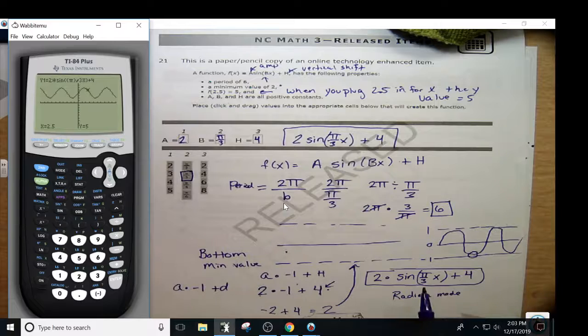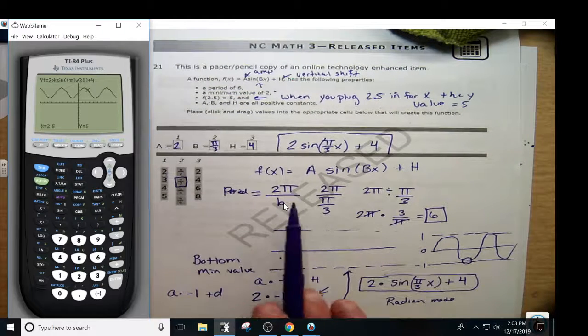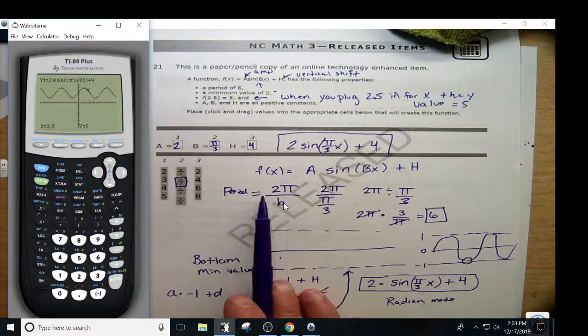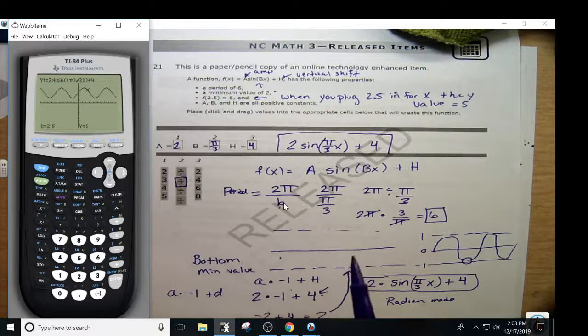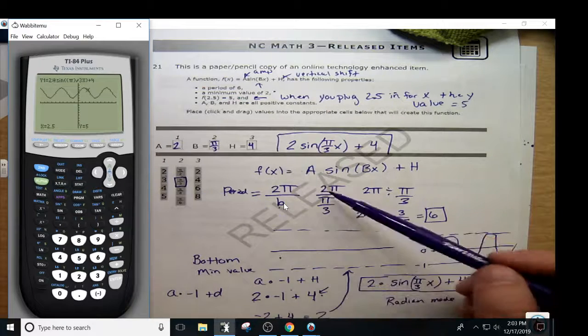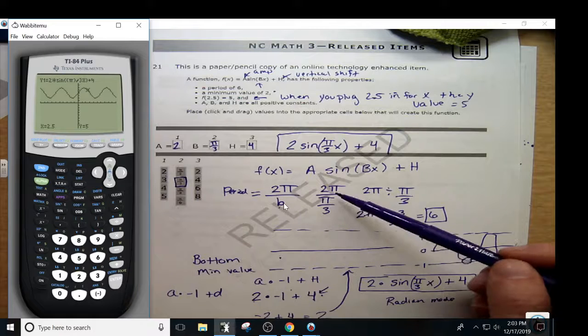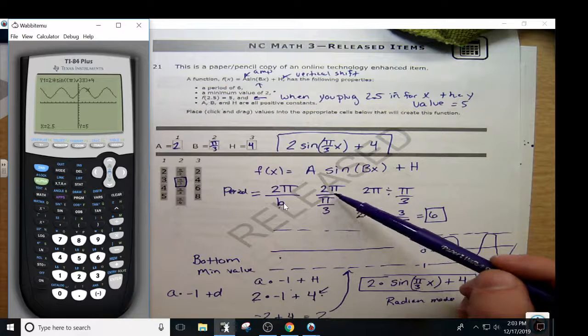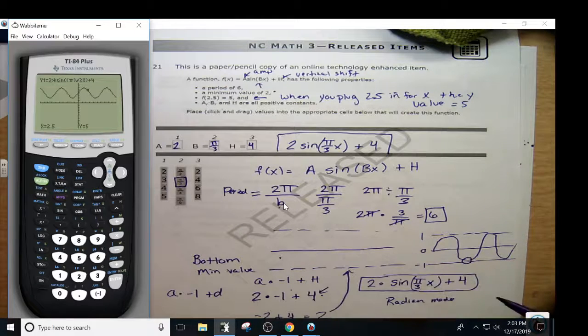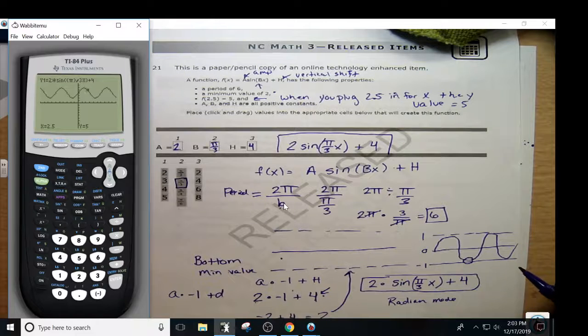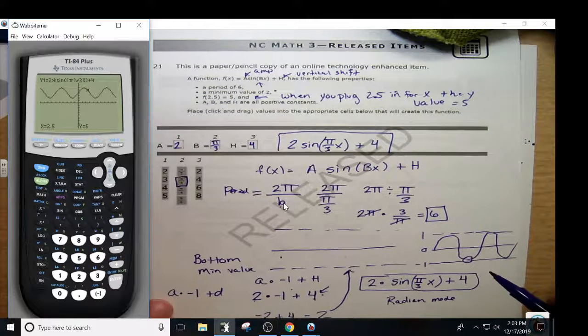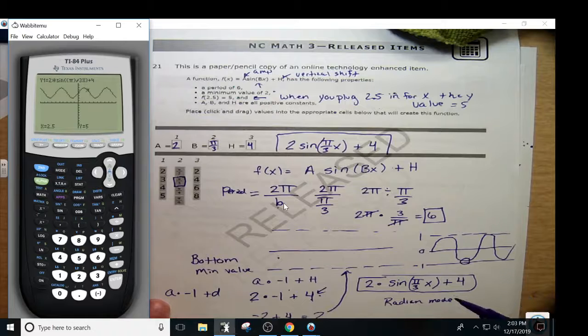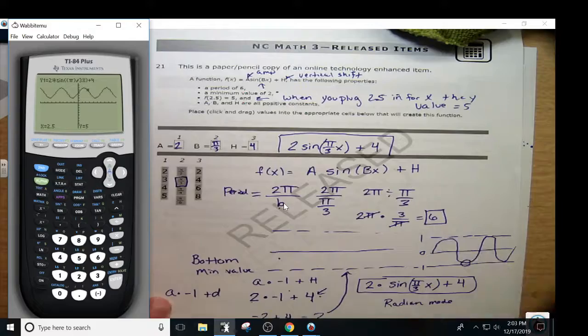And then, remember getting a period. That was pretty easy because to get the period is 2 pi divided by b. Well, I just thought if the b value is pi over 3, I know I'm going to have to flip and multiply. That's going to end up being 6. So I knew the period was 6 just by thinking about what my b value should be, which was pi over 3. So, guys, that was actually not a hard question, and you will have to click and drag those.